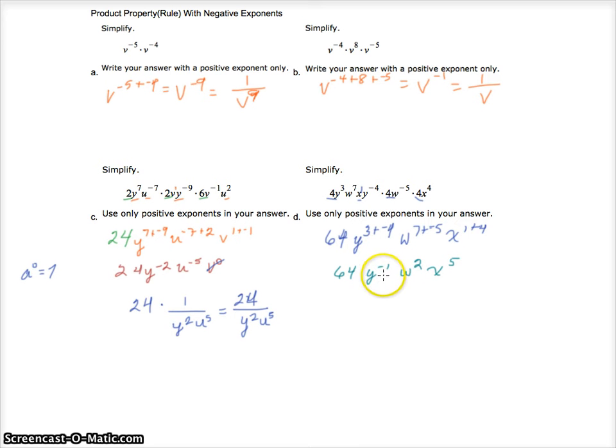The only thing that I need to rewrite is this y to the negative 1, so it's going to be 64 w squared x to the 5th times 1 over y, which gives me 64 w squared x to the 5 over y. So just remember to multiply your like terms, which is adding the numbers at the top, and then rewrite any negative values and multiply it all back together. Good luck.